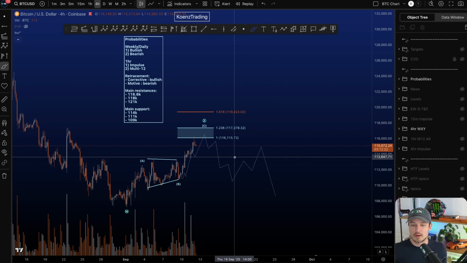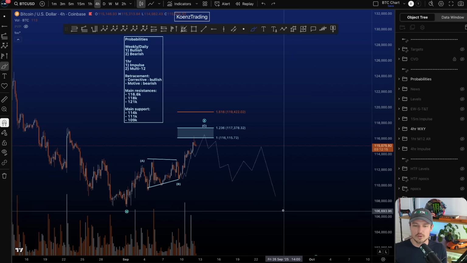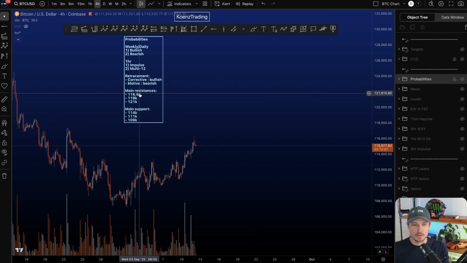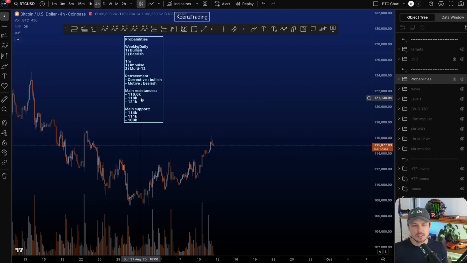And if we are bearish, right, we want to see a 5-wave move down, motive, followed by a 3-wave correction up, and then you look for continuation to the downside. That is basically the difference. Let the chart do the work, let the chart speak. Now, the main resistances that we have to the upside are 116.6, 118, 121. Main areas of support, 114, 111, and 109K.